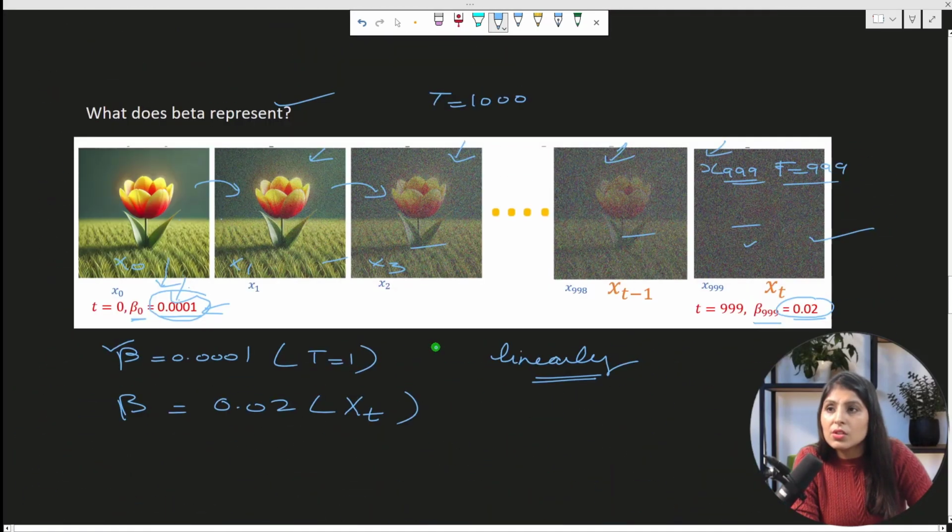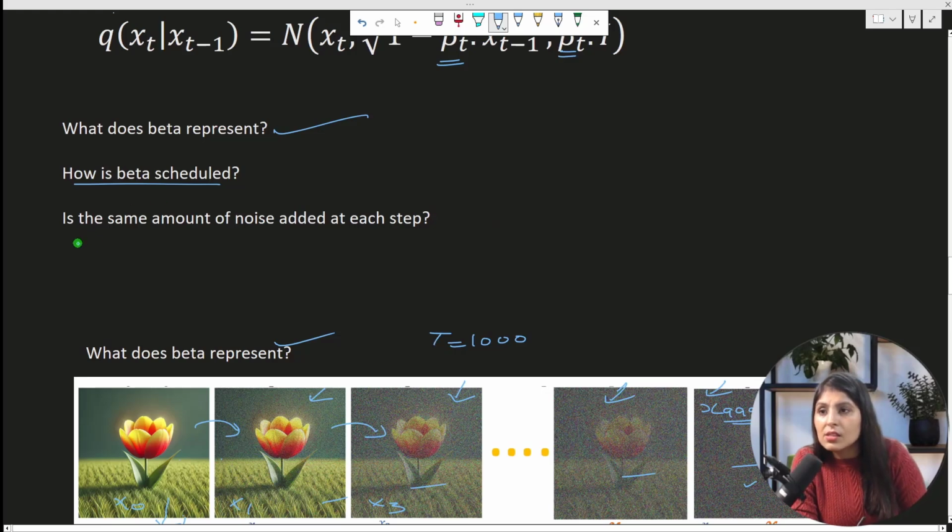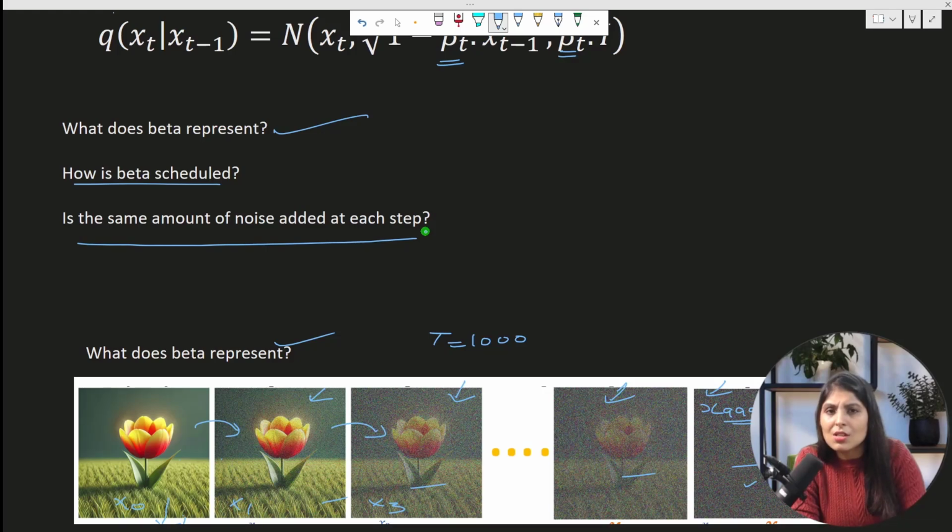Now the next question is our third question. Is the same amount of noise added at each time step? Now the answer to this question is clear. No, the same amount of noise is not getting added at each time step, because as I have shown you how beta is scheduled, and we have discussed that the value of noise increases linearly step by step. So this is what beta is. Beta controls the value of noise.